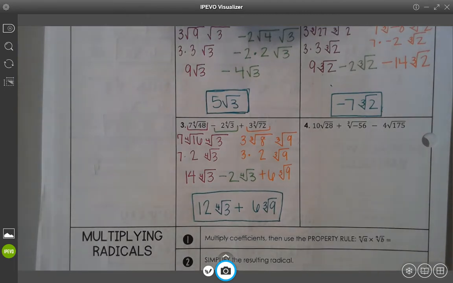Just like that. See if you can do number 4 on your own.